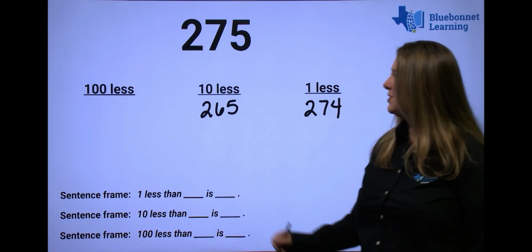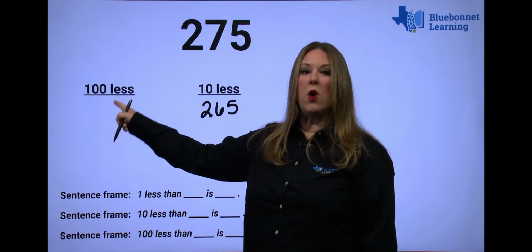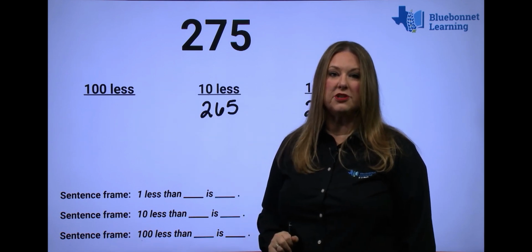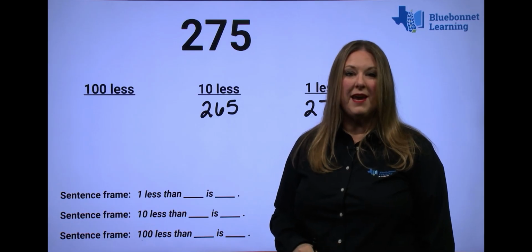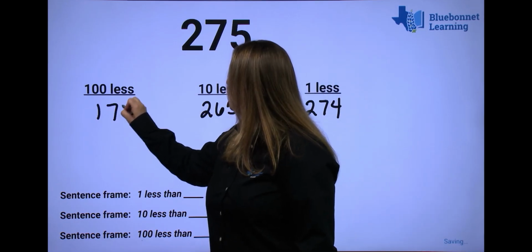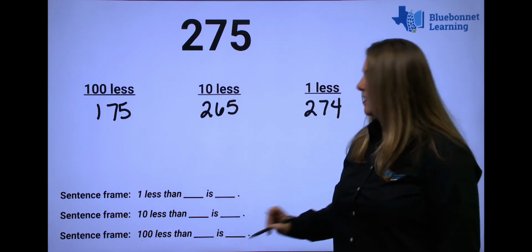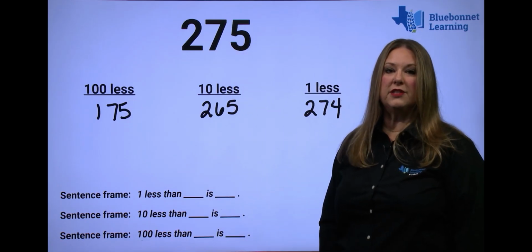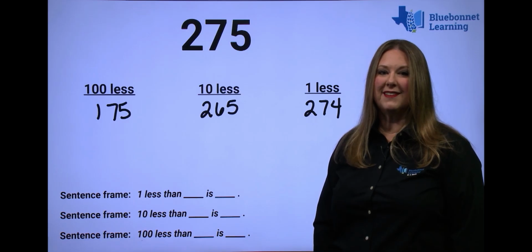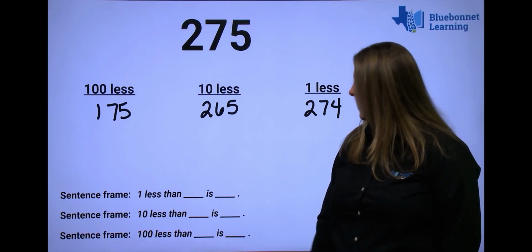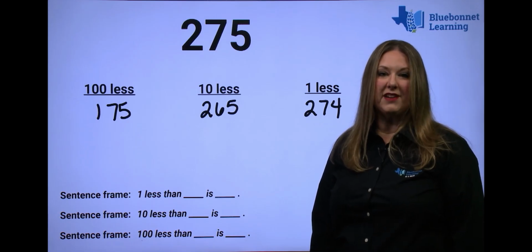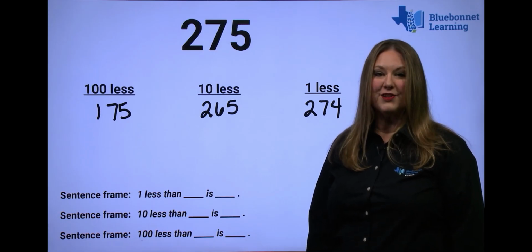That's right, you guys are on it today. Since we're doing 100 less, only our hundreds place will change. So what number did you make? That's right, 175. Now whisper to your partner using the sentence frame. What did we just do? That's right, I heard you guys say 100 less than 275 is 175.